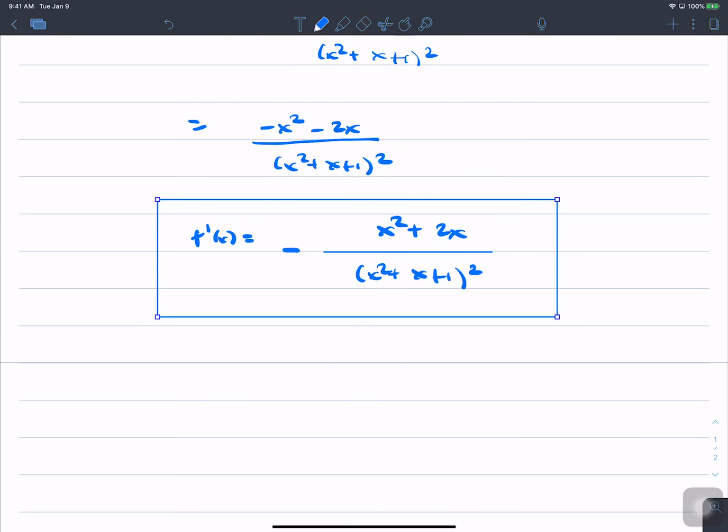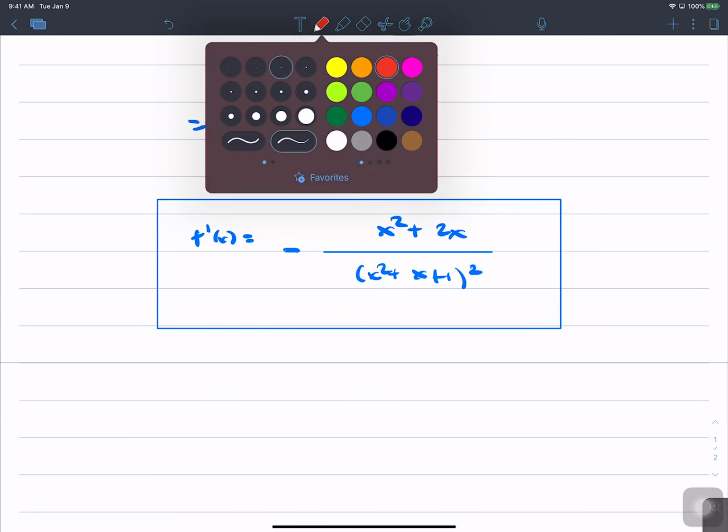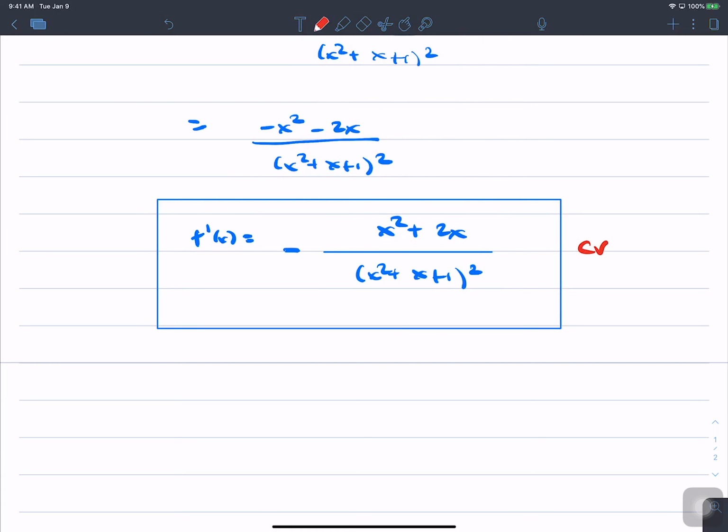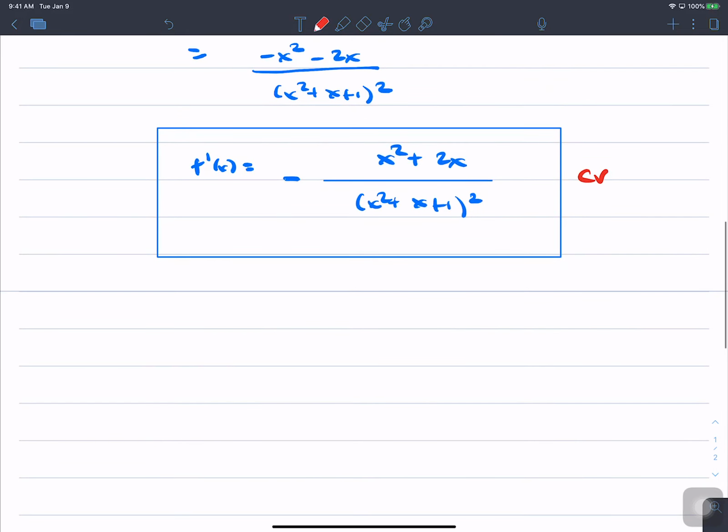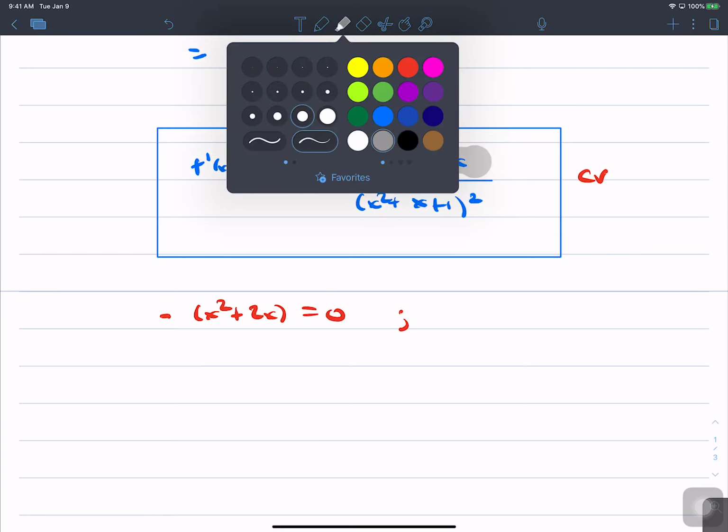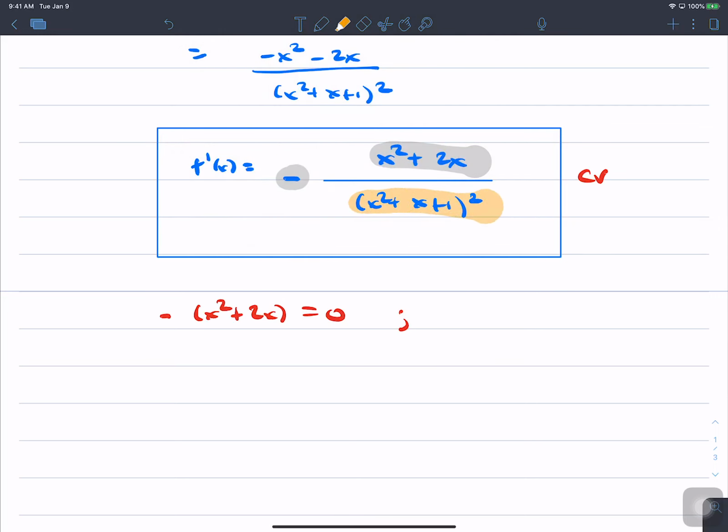Now remember, if you're going to find a critical value, you're going to need to know where that derivative is 0 or where that derivative does not exist. So you're going to do two things here. You're going to set the numerator, include the negative sign, bring it up with you. You're going to set that equal to 0 in one case, right? And then I'm going to say, look at the denominator. You're going to set the denominator equal to 0, because that's going to tell you where that derivative does not exist. So we got this numerator equal to 0, and we got the denominator equal to 0.